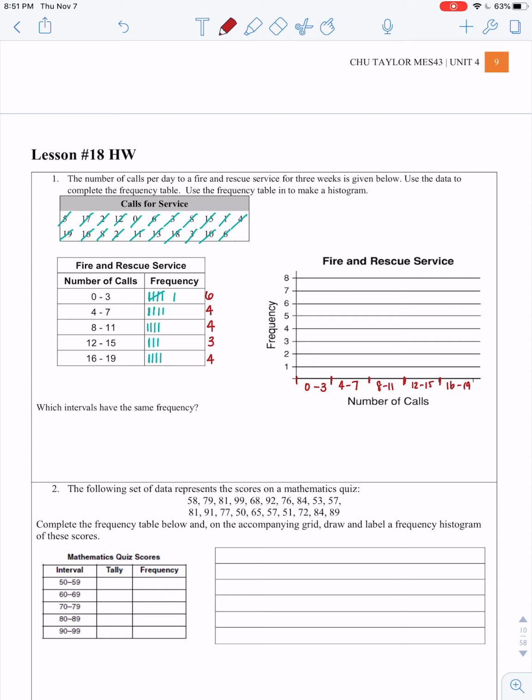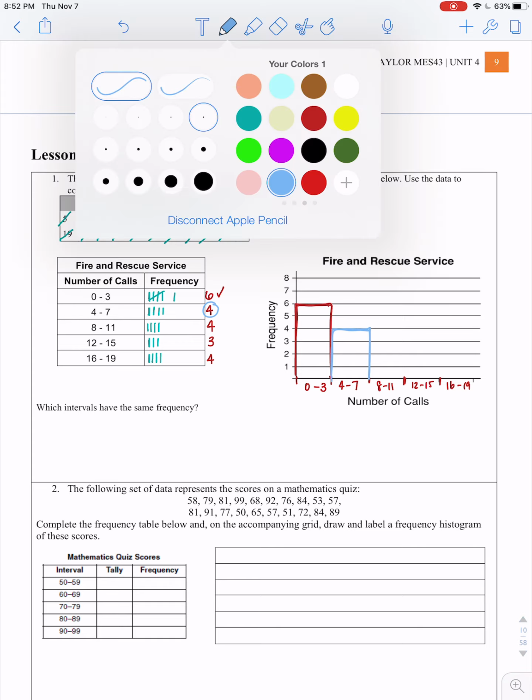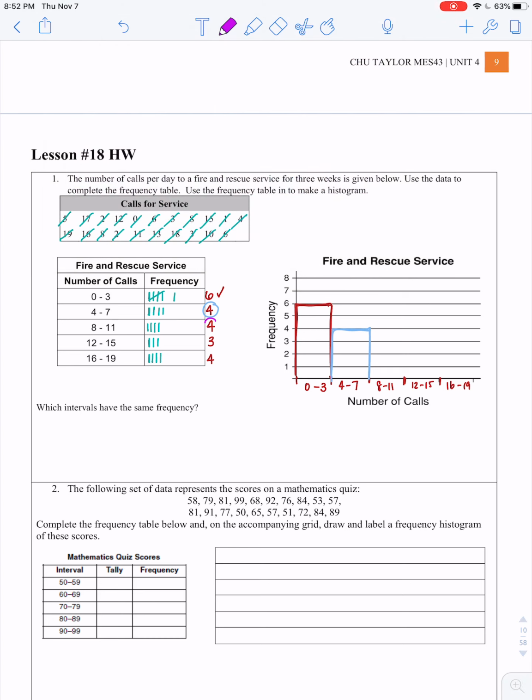So from 0 to 3, we had a frequency of 6. So we go all the way up to 6. Let's go across. And that is from 0 to 3. Let me use a different color just so you guys can see. So from 4 to 7, we have 4. So in this next section, from 4 to 7, I should only go up to 4. Let's erase that. That was a mistake. Okay. And now from 8 to 11, we had 4 again. So from 8 to 11, we go all the way up to 4. Go across and close my histogram.